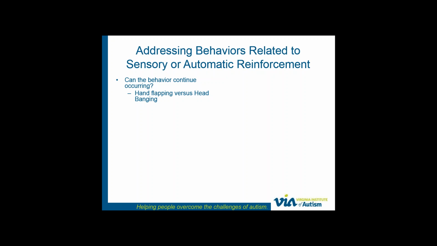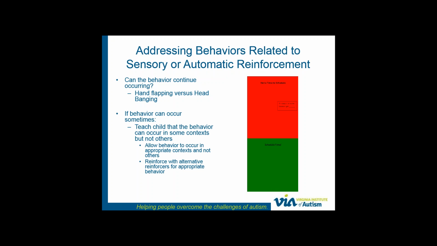So if a child gets really excited and hand flaps, and it's not impeding anything in their environment and not really affecting their social interactions, it can continue occurring, just we have to determine when. Head banging could cause concussions, traumatic brain injury, things like that, so it should not continue occurring. So that's kind of the first step. If the behavior can occur sometimes, like hand flapping, humming, what else is automatically reinforcing for us? Reading a novel is automatically reinforcing.